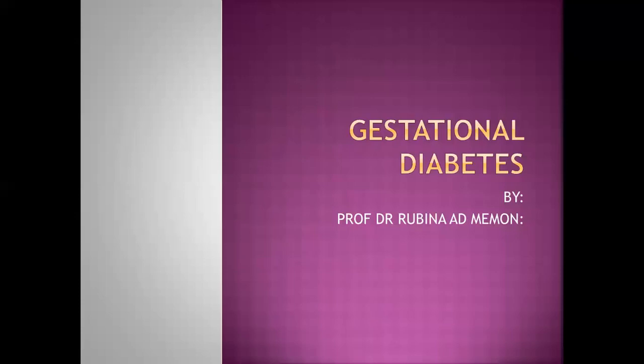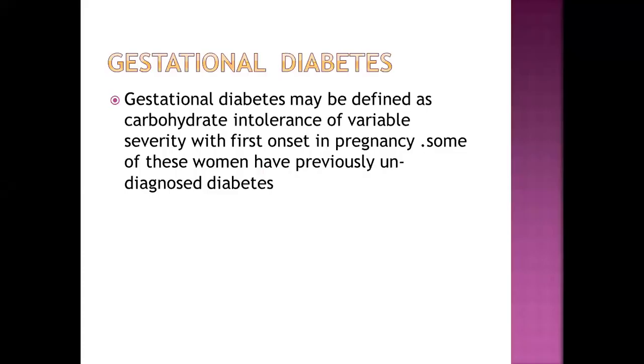Okay. Last time we discussed diabetes mellitus. As we discussed, diabetes in pregnancy is divided into pre-existing diabetes mellitus and gestational diabetes. We discussed the pre-existing diabetes, and today the discussion is on gestational diabetes. What is the definition? What is the difference between gestational diabetes and pre-existing diabetes?